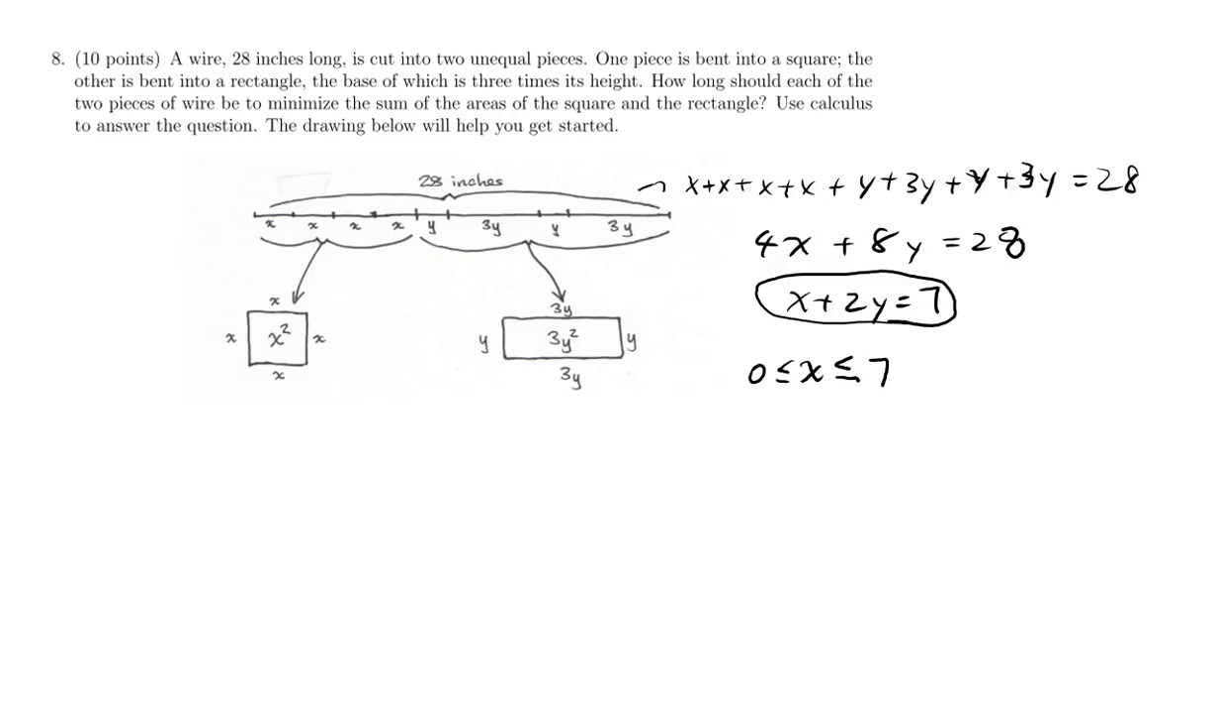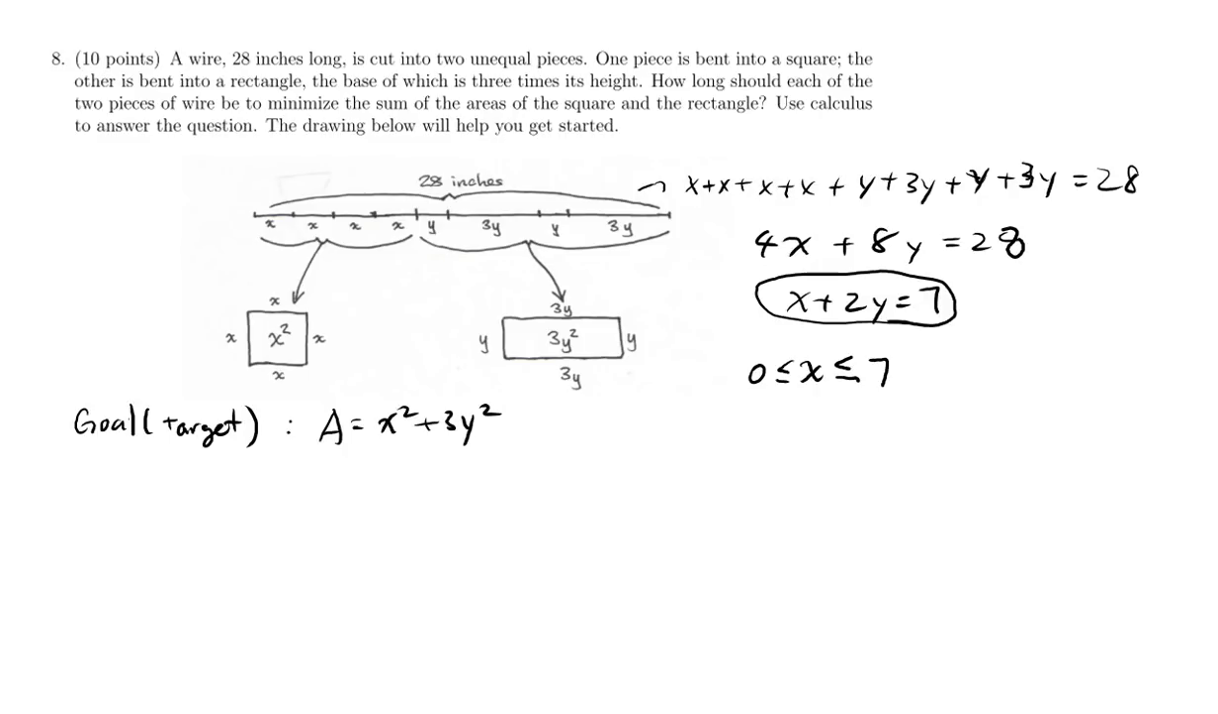Okay, now the area for the first one is x squared. The area for the second one is 3y squared. And you have the sum of the areas that you want to minimize. So your goal, or your target function, is the sum of the areas, x squared plus 3y squared.